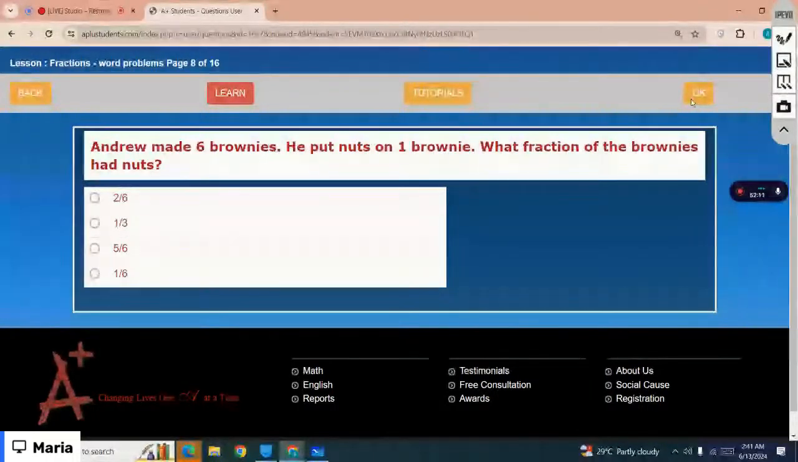Andrew made 6 brownies. He put nuts on one brownie. What fraction of the brownies had nuts? Which is the correct option? That would be 1 out of 6. Got it?